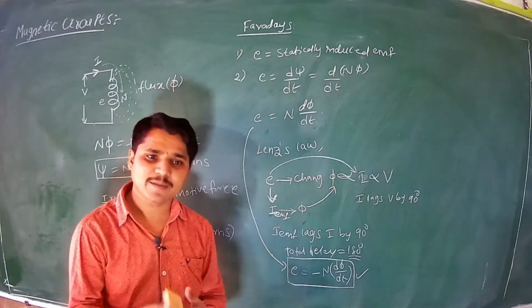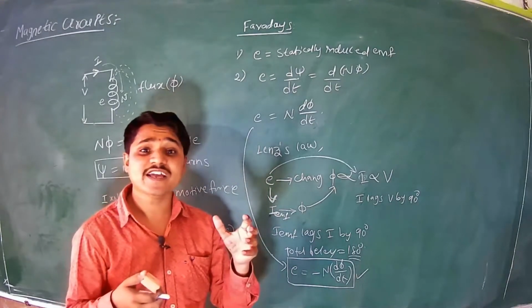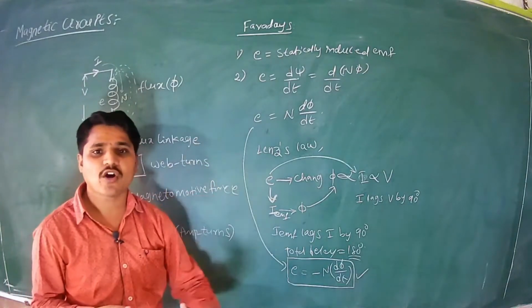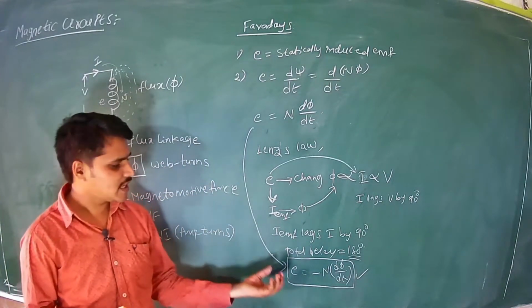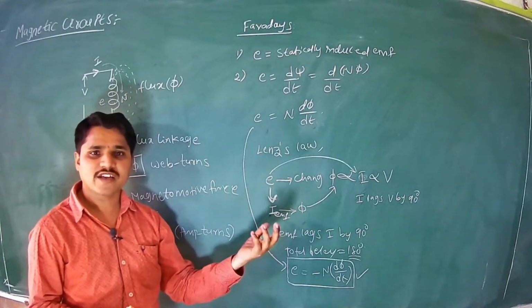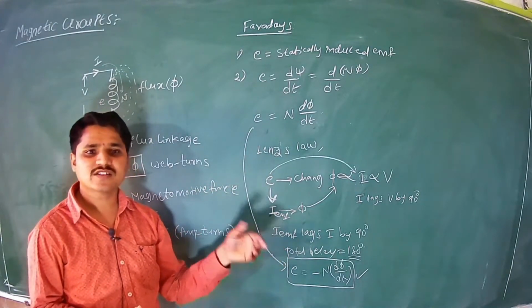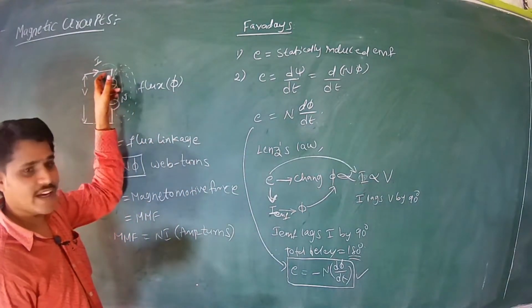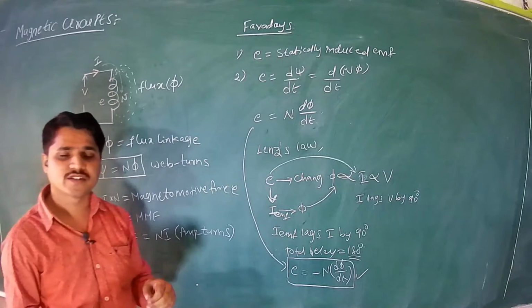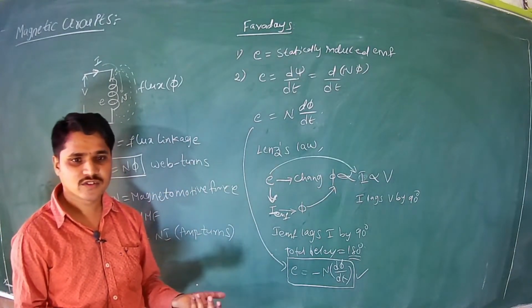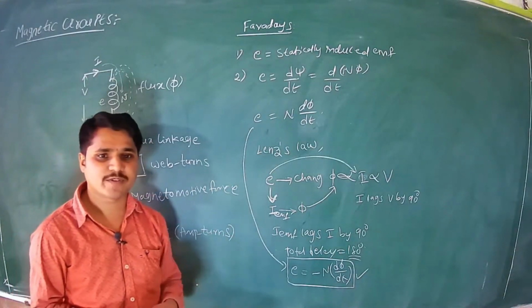Statically induced EMF is the EMF in a stationary conductor. So this is stationary, this number of turns is a conductor. Stationary coil or stationary conductor. So statically induced EMF is the EMF in a stationary coil or stationary conductor whenever a time varying current is flowing through the coil or conductor. So this is called a statically induced EMF.